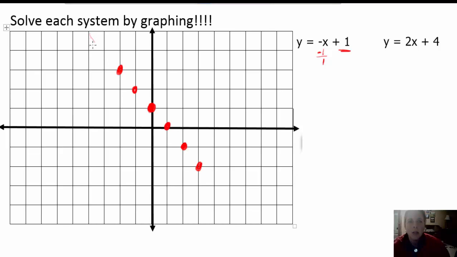Whoops. We might need to extend it. We'll see where our other line is. Woo, it's a really crooked line. Okay, we'll see where our other line is. We might need to extend that. I'm going to change the color of mine just so we can see.